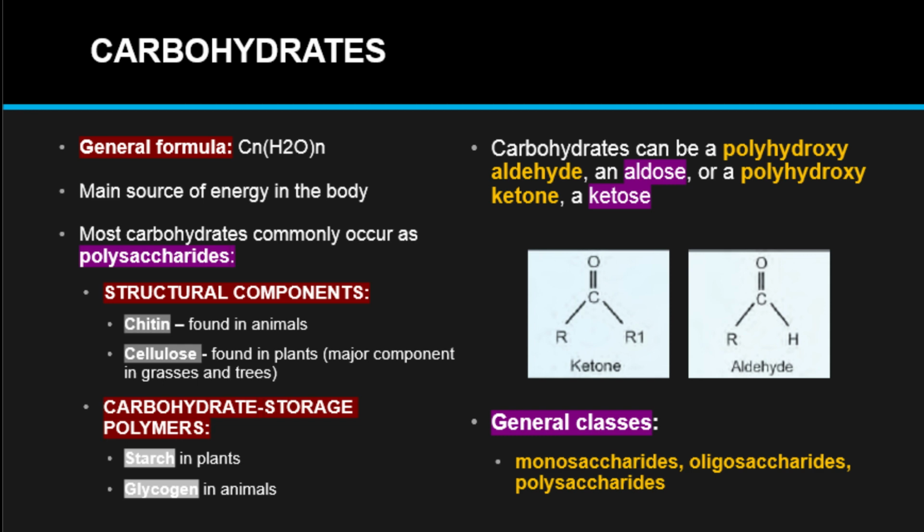We have structural components: chitin, which is found in the exoskeleton of insects, and cellulose, which is found in plants. We also have carbohydrate storage polymers, which are starch and glycogen, found in plants and animals respectively. Carbohydrates can be a polyhydroxyaldehyde, an aldose sugar, which comprises one R group, one carbonyl group, and one hydrogen group, which makes it a chiral carbon. Polyhydroxyketone, a keto sugar, has two R groups and one carbonyl group, and it is not a chiral carbon.